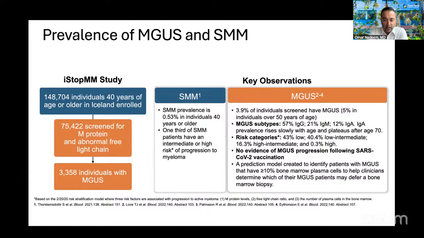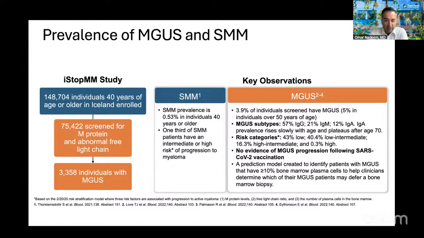Here is the study called the iStopMM study. This was a study done in Iceland where they actually offered screening to their population over the age of 40. Approximately half of the population of Iceland over the age of 40 enrolled in this study. So this is the largest study we have that gives us the numbers in terms of how common MGUS is. And actually, for the first time, it told us how common smoldering myeloma is.